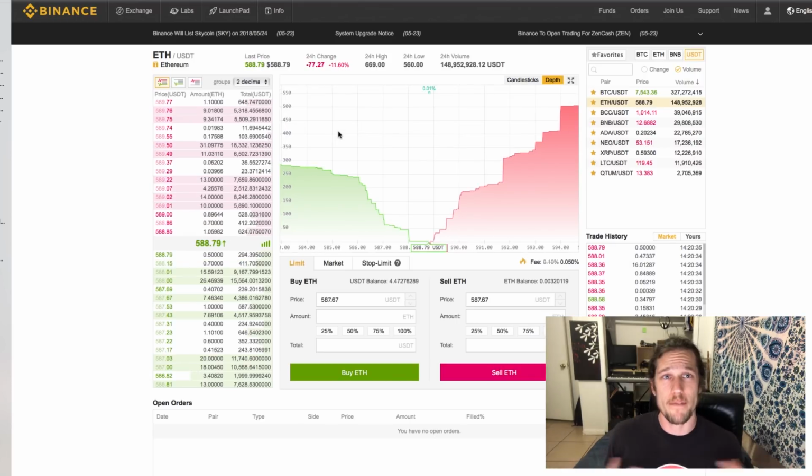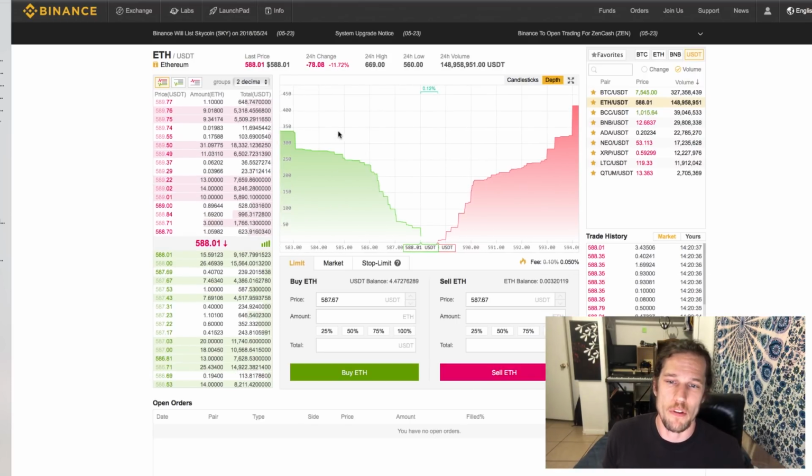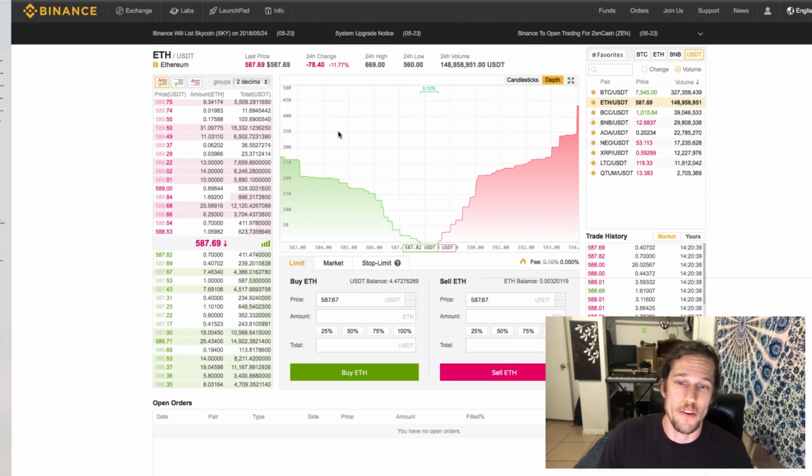Before we go any further, I'm not a financial advisor. I'm not a fiduciary. I'm just looking at a depth chart and talking about how to understand it.